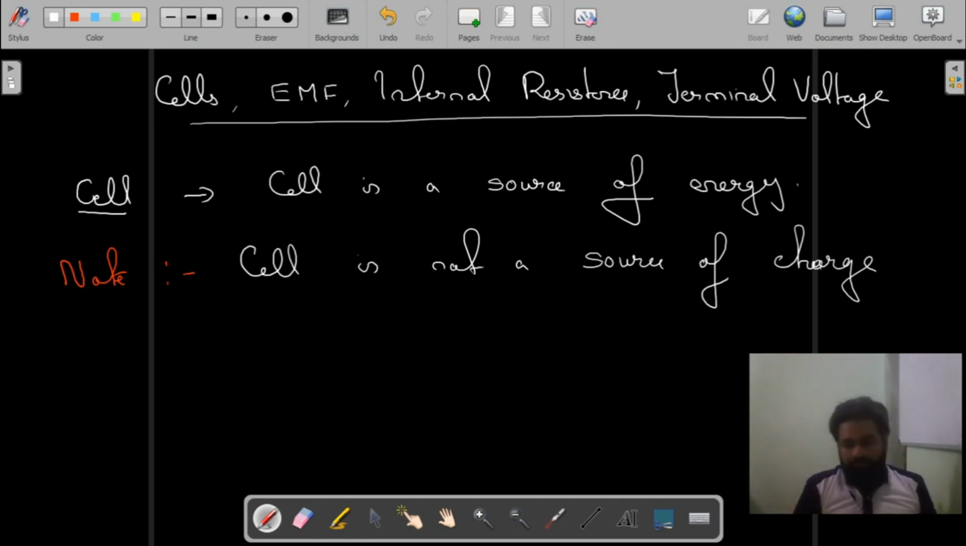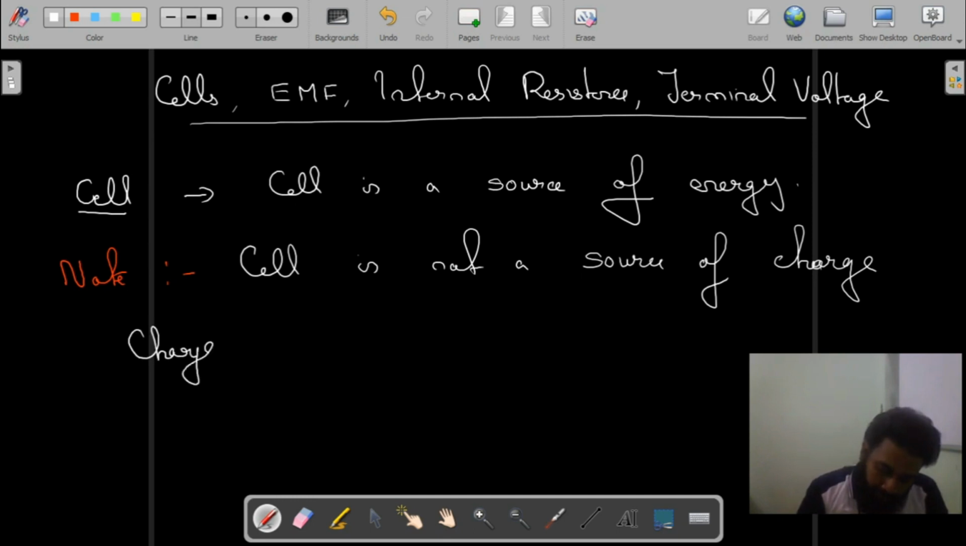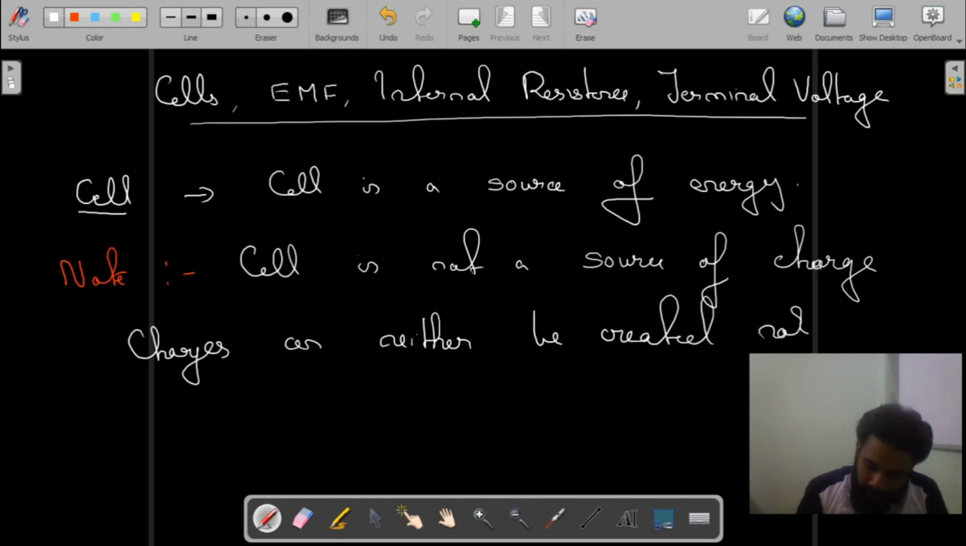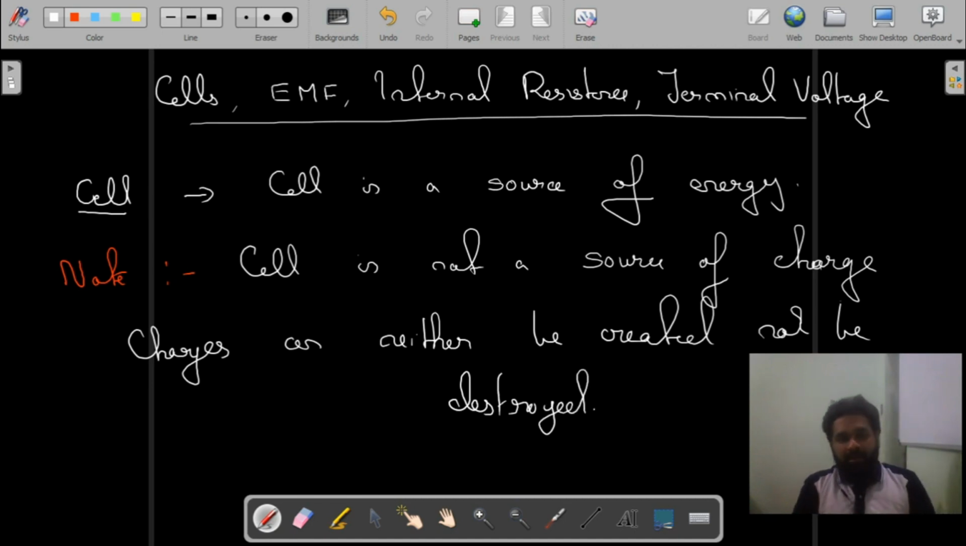Charge can neither be created nor be destroyed. We have studied that no charges can neither be created nor be destroyed. So a cell doesn't give us charge. What a cell is doing is that a cell is a source of energy. What a cell is doing in an electric circuit, all these things we will see in today's lecture.